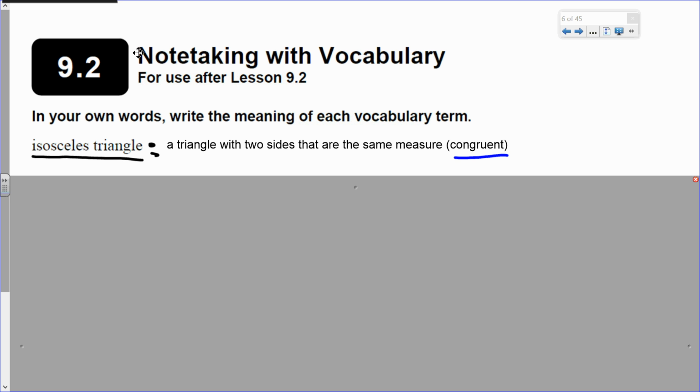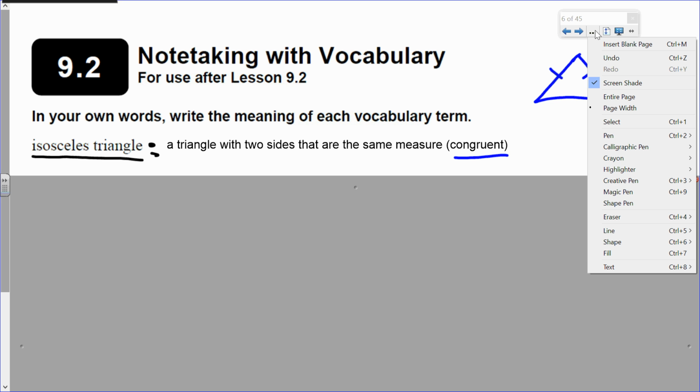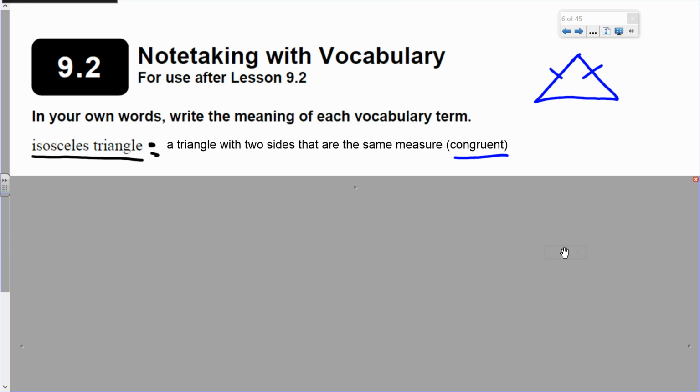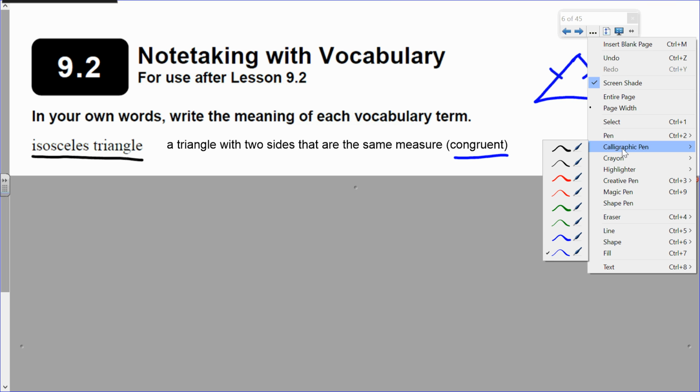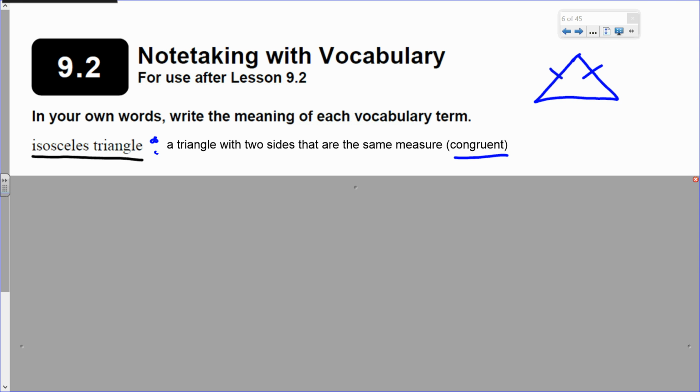Let me draw an isosceles triangle. Two sides are the same. Look at that, that's isosceles. That's an example. Draw that one with me. A triangle with two sides that are the same measure.